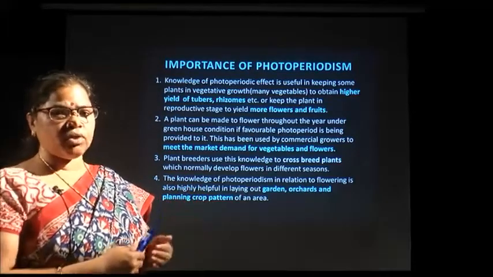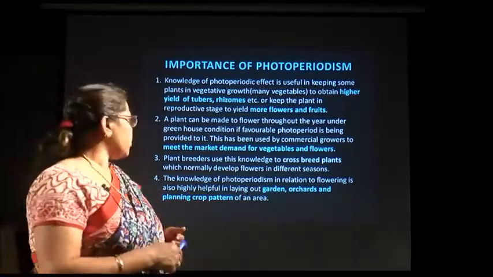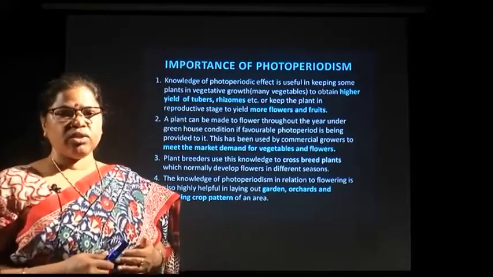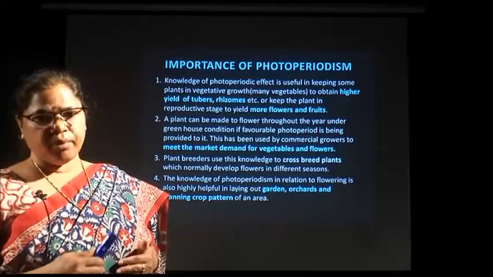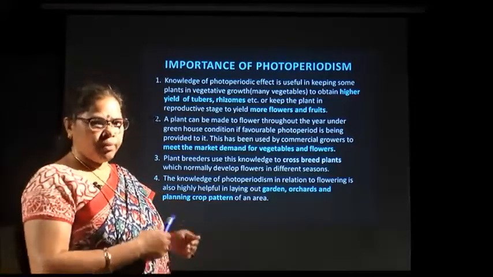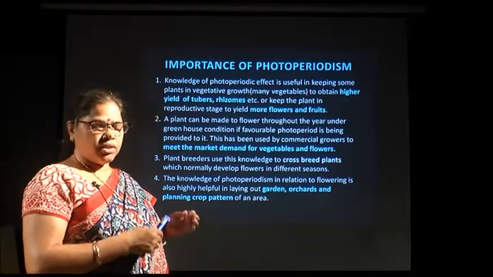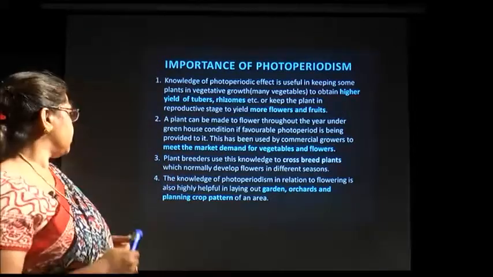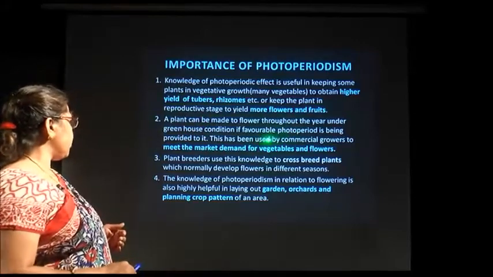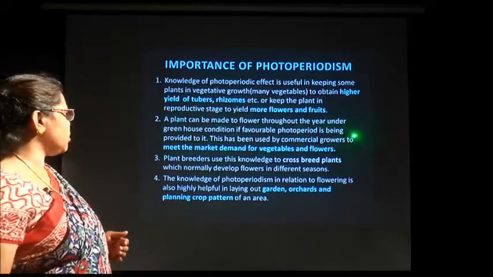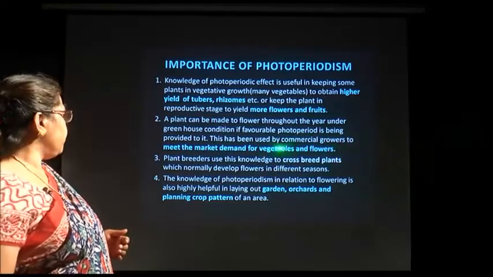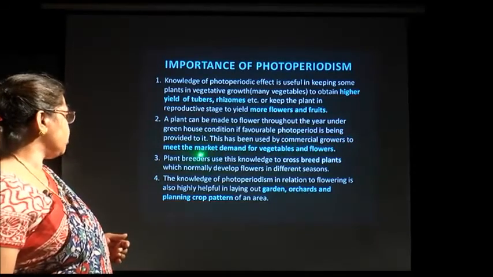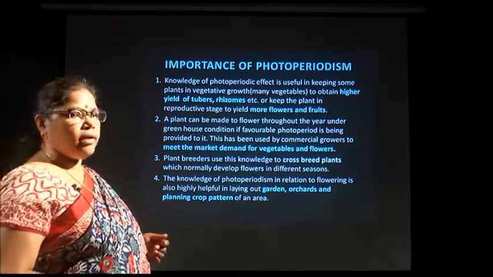So for example, in some plants we need their tubers or rhizomes, these are the vegetative parts, and in some plants we need the fruits and flowers, those are the reproductive parts. By knowing the photoperiodism of these particular plants, we can keep them either in vegetative stage or in reproductive stage, and a plant can be made to flower throughout the year under greenhouse condition if favorable photoperiod is provided to it, and this has been used by the commercial growers to meet the market demand for vegetables and flowers.